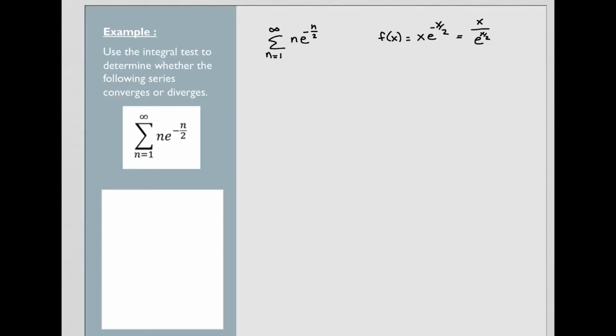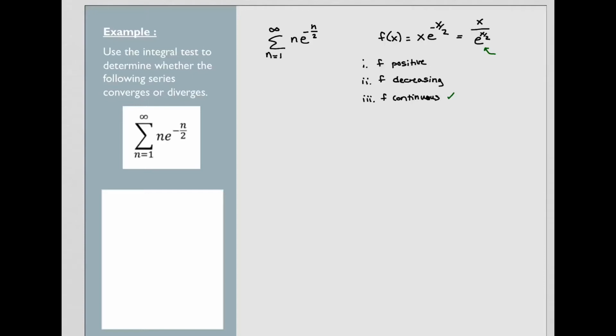Now, we have to satisfy three things first. First, we have to make sure that our function f is positive. Then we need to make sure that our function f is decreasing. And we need to make sure that our function f is continuous. Well, looking at the function we're starting with, this function is always continuous. In fact, there are no restrictions on the domain. x can be any real number, so this function is continuous.